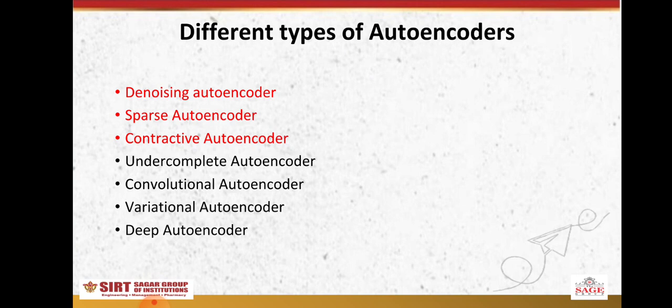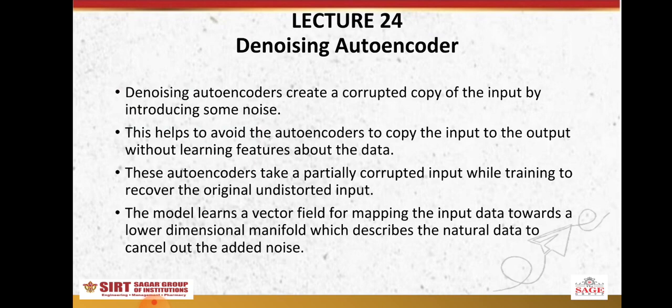As I told you, there are around 7 types of autoencoders, but mainly there are three that you can see in red color: denoising autoencoder, sparse autoencoder, and the contractive autoencoder. So we will be studying each of these three one by one. The first one is the denoising autoencoder.